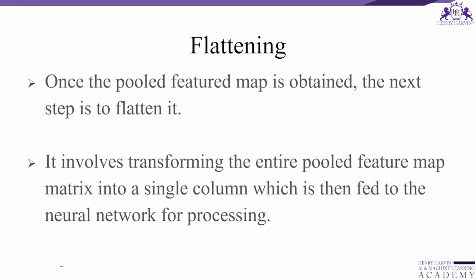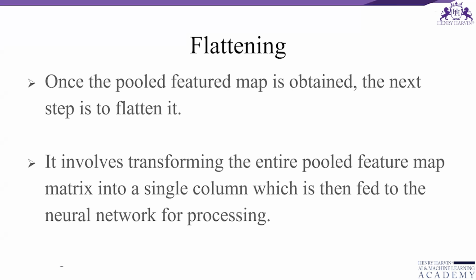The last one we are going to study is flattening. Once the pooled feature map is obtained, the next step is to flatten it. What do we do in this flattening? We transform the entire pooled feature map matrix into a single column, which is then fed to a neural network for processing. This is what we should know about flattening.